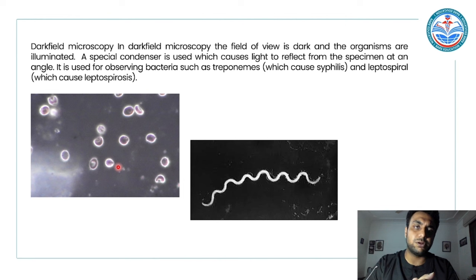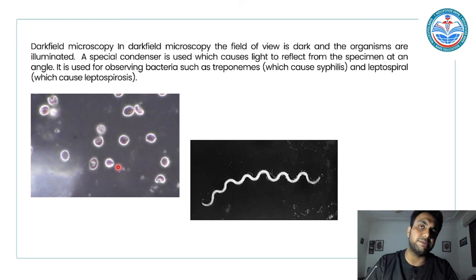I don't want to overload you with the terms and the stains right now, but please understand that microscopes can do magic. And this you will see later in the next slide, that the microscope has a part called the condenser. So in dark field microscopy we use a special kind of condenser, which is basically reflecting the light from the specimen at a specific angle, and that is making the specimen illuminated and the background remain dark. So this is again physics.